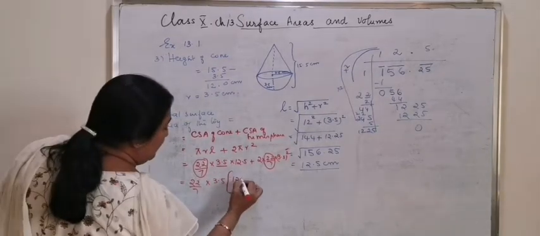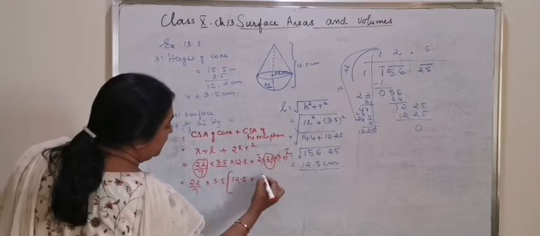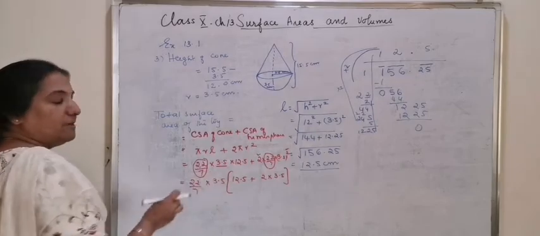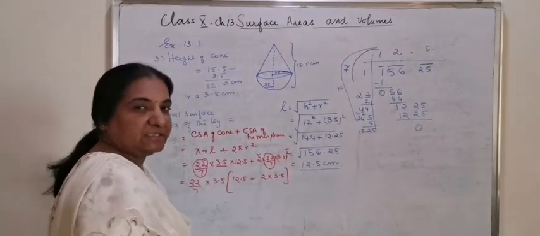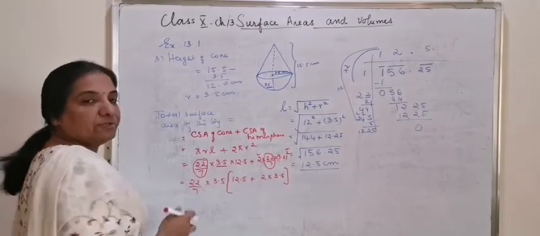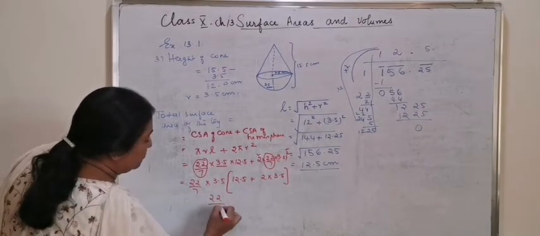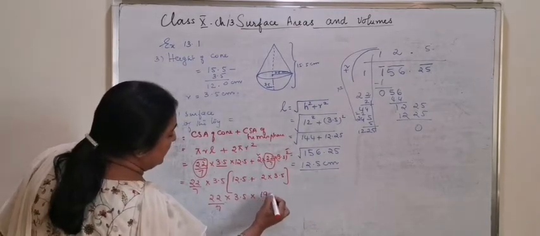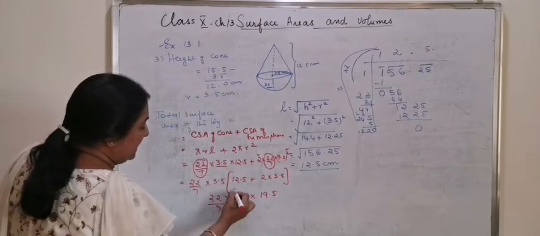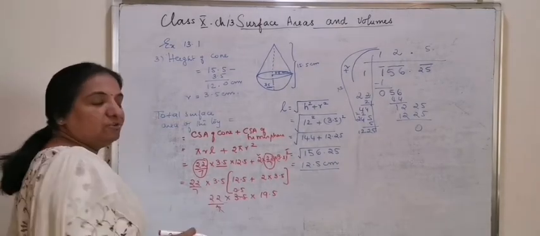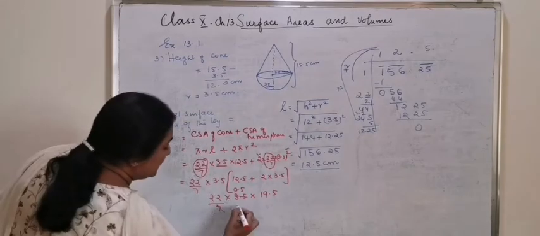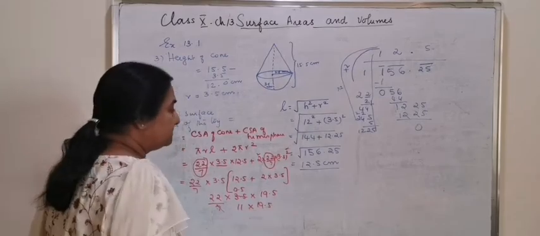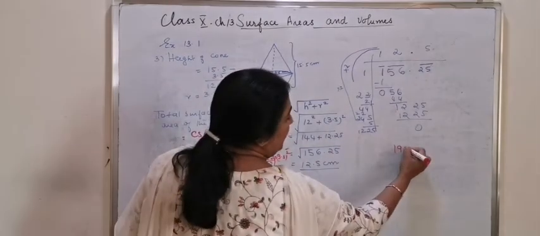So 12.5 plus 2 into 3.5, because out of 3.5 whole square, one 3.5 we have taken out as common factor, the remaining 3.5. So 22 by 7 into 3.5 into 12.5 plus 7 is 19.5. 7 and 0.5. 22 into 5 is 110. So 11 into, with one decimal place, 19.5. 195 into 11.